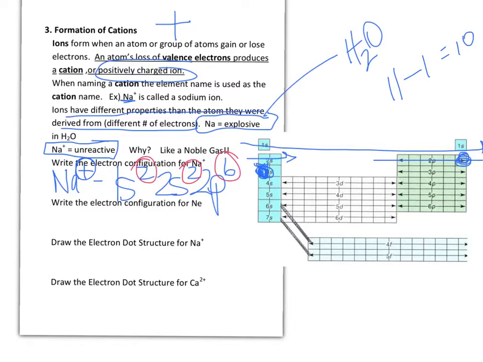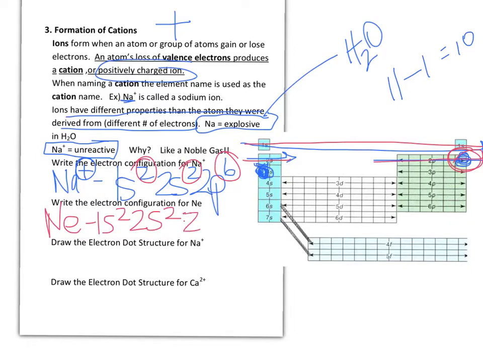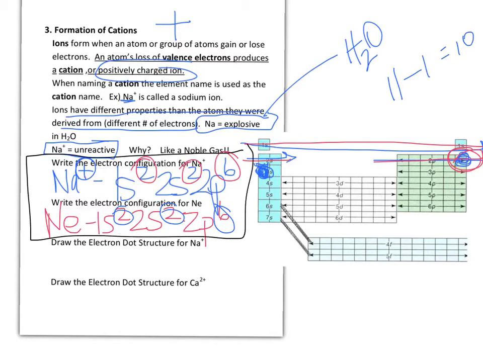Now, regular neon is right here. So neon has the electron configuration of 1s2, 2s2, 2p6. Neon is atomic number 10, and therefore there only needed to be 10 electrons accounted for. So you can see that these two are identical in their electron configurations, and that is why sodium ions are unreactive.